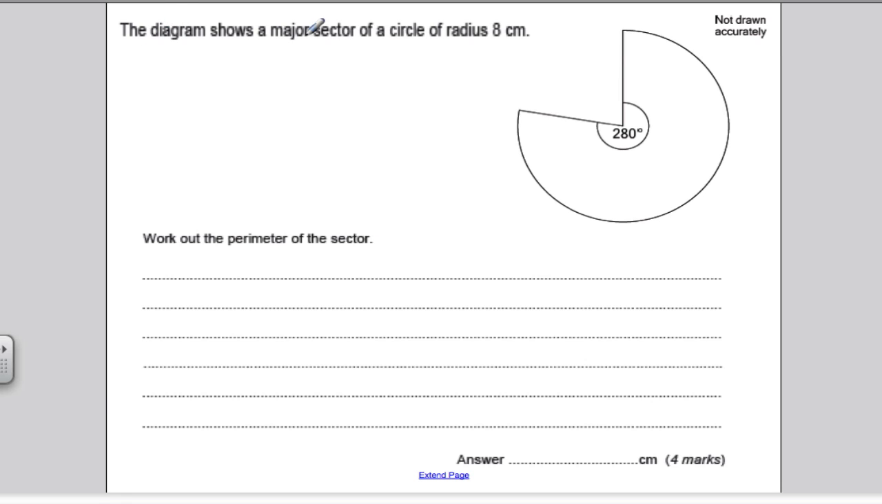Okay, it says the diagram shows the major sector of a circle with radius 8 centimeters. The major sector just means that it's big, okay? So it's this big one here. Work out the perimeter of the sector.